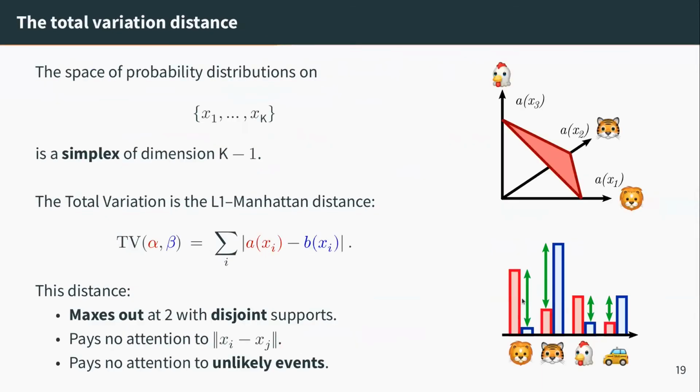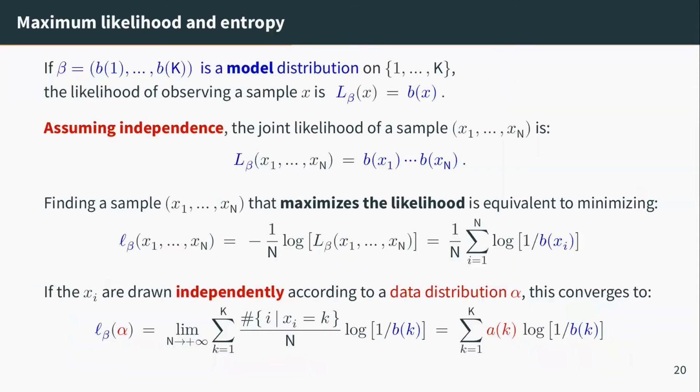So for instance, here, K is equal to 4. And for instance, the blue distribution, beta, is associated to: b of 1 is very small, b of 2 is pretty large, b of 3 is small, and b of 4 is kind of large. And the property is that b1 plus b2 plus b3 plus b4 is equal to 1, because it's a probability distribution.